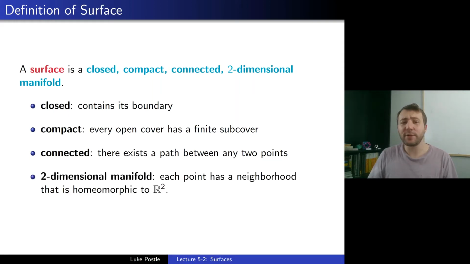And then what is a two-dimensional manifold? Well, more generally, a manifold has the property that every point has a neighborhood that's homeomorphic to Euclidean space, and the dimension is the dimension of that space. So here we're dealing with R2, the plane. Every point has an open neighborhood that's homeomorphic to the plane. So these are the definitions that we need.